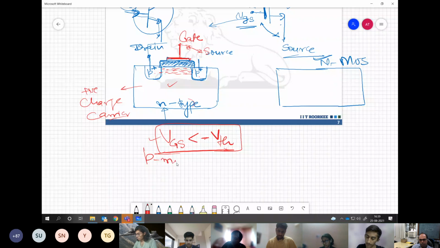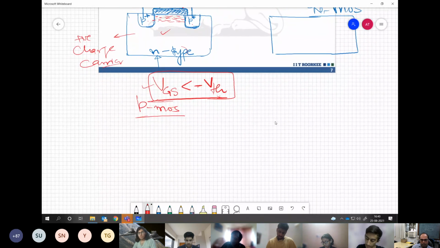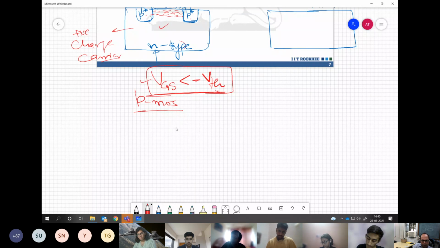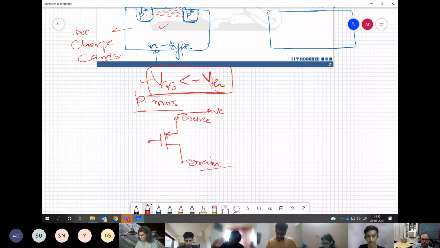And if we draw the symbol for this MOSFET, you notice the arrow direction where I'm making. Source is connected to positive generally for PMOS, and drain is connected to the negative. And this is the gate. So the arrow is going inside. Understanding my point? That is the PMOS field effect transistor.